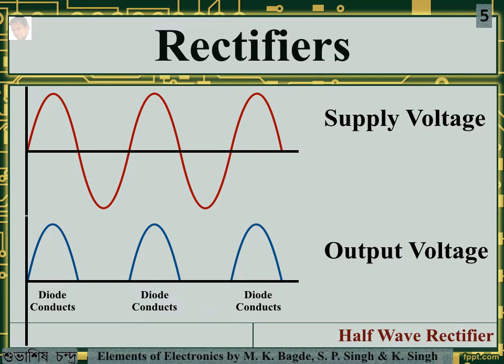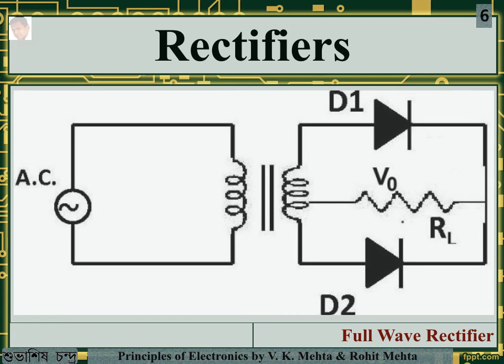We can also see that the AC supply delivers power only half the time, that is during the forward going cycle. The negative going cycle does not deliver any power, therefore the output is also low. To overcome this, we will look into another design, and that is the full wave rectifier. In the case of a full wave rectifier, two identical diodes D1 and D2 are used to obtain the full output during the complete cycle of supply voltage.